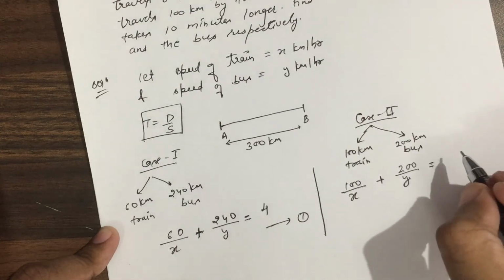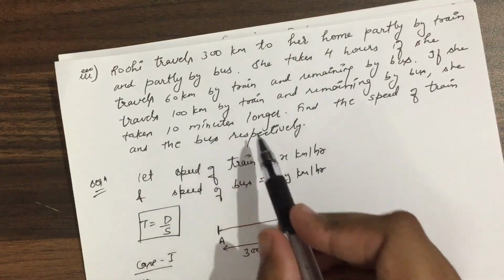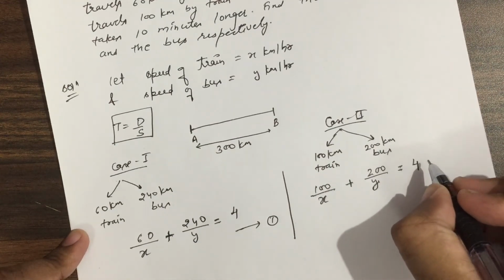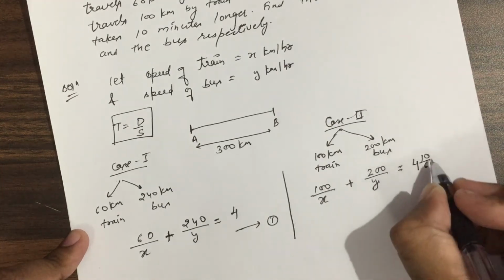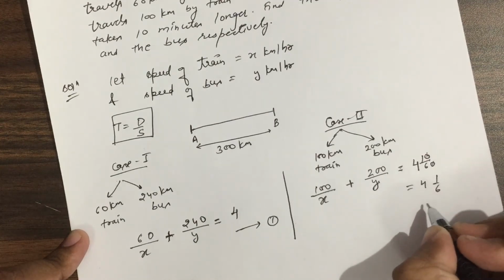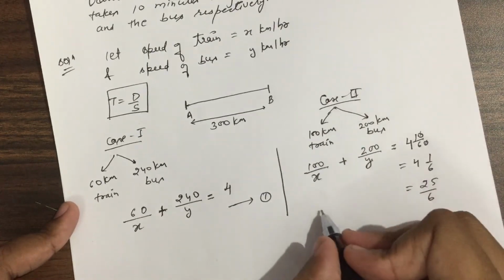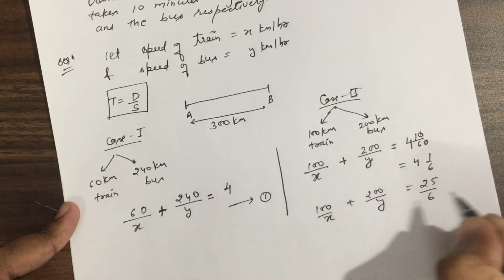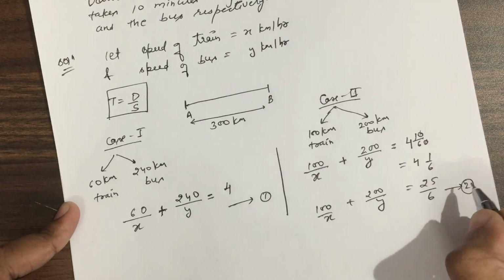So total time is 10 minutes longer. It is given that she takes 10 minutes longer. Means 4 hours plus 10 minutes. 10 minutes converted into hours means 10 by 60. 0 0 will cancel. This will give you 4 1 by 6. It will give you 25 by 6. ठीक है. So it will give 100 upon x plus 200 upon y equal to 25 upon 6. Mark it as equation 2.